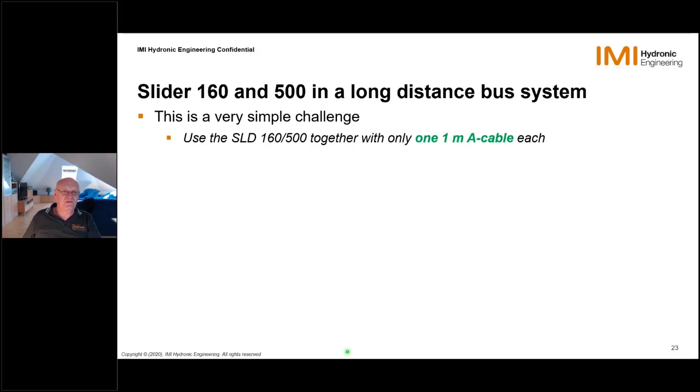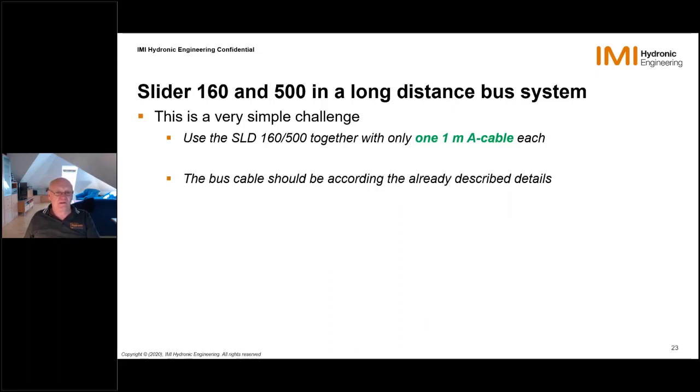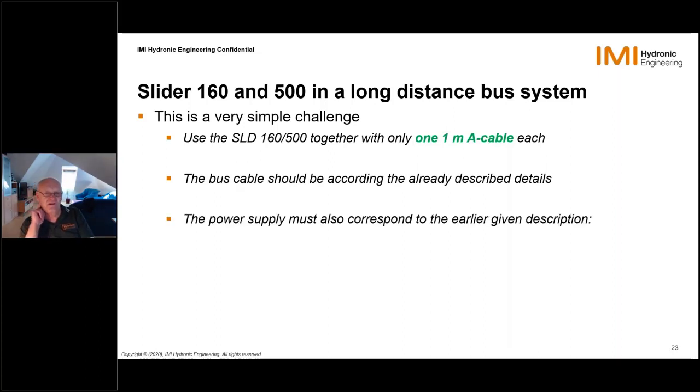We can use the slider 160-500 where we have one A cable of 1 meter, the shortest one, on each actuator. For the calculation it's also simple, because you count the actuators and use the 1 meter A cable, and the rest of the cabling is out of our influence. The bus cable should be according to the details described before, and the power supply must also correspond to the earlier descriptions. Of course, this is the minimum we can say.